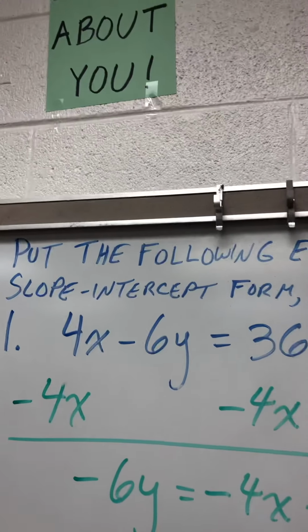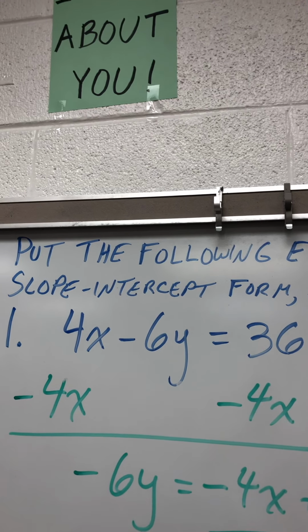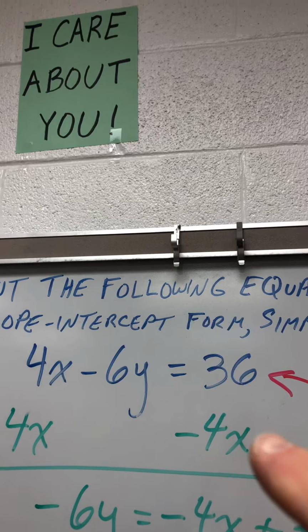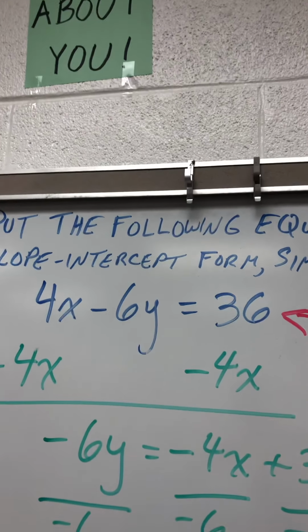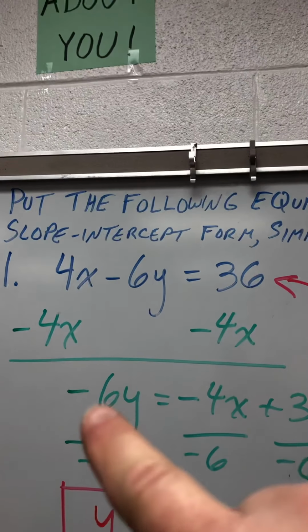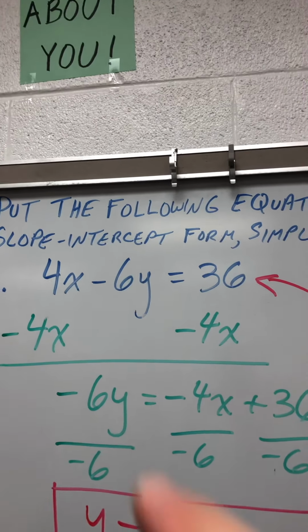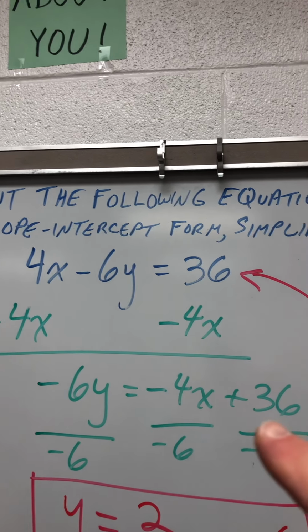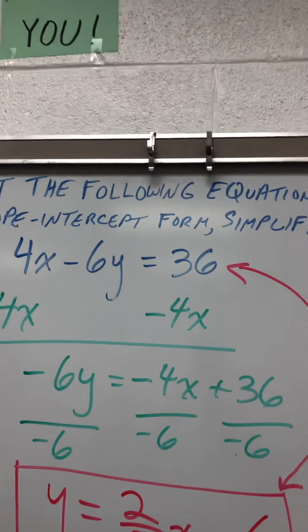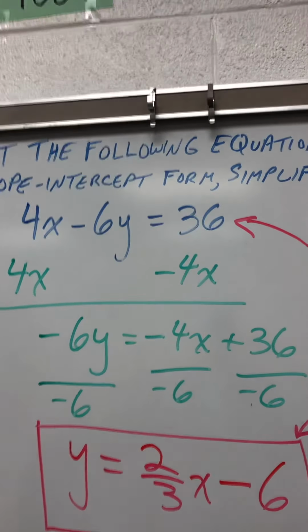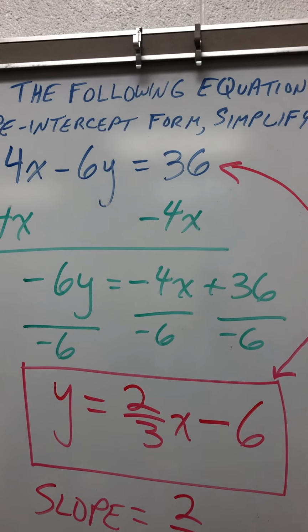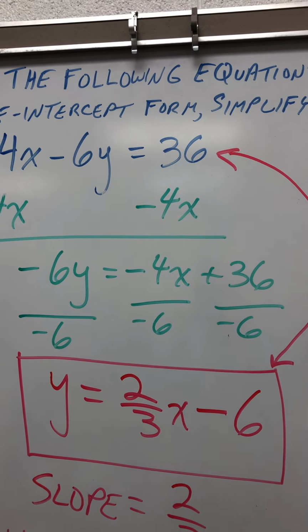So all you do is you minus 4x from both sides. You can't combine 36 and 4x, so you just write negative 4x plus 36. Now you divide by negative 6, and whatever you do to one term, you do to every term. Divide negative 6, divide negative 6, divide negative 6. You have to simplify. Negative over a negative is a positive. 4 over 6 is 2/3. Y equals 2/3 x minus 6.